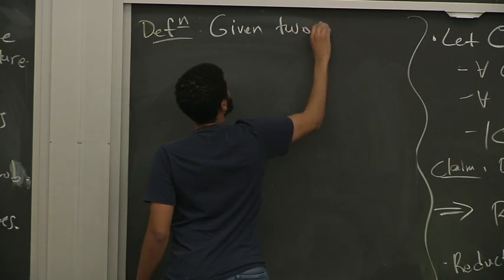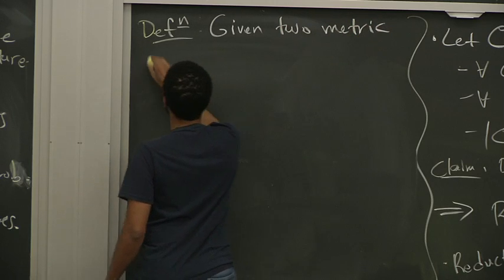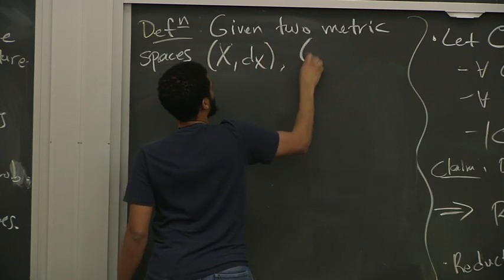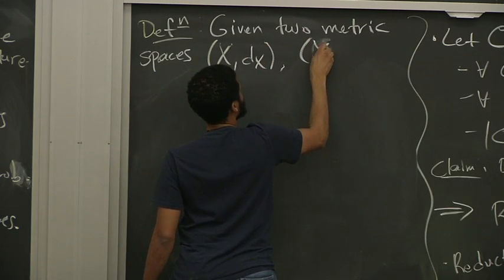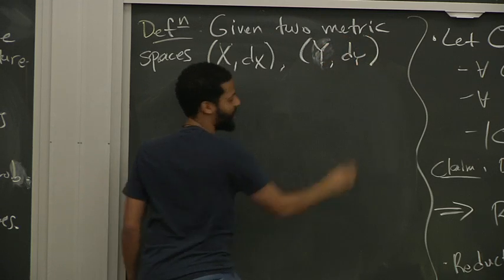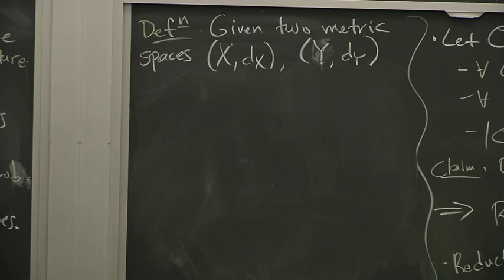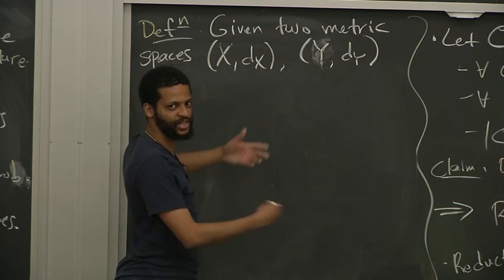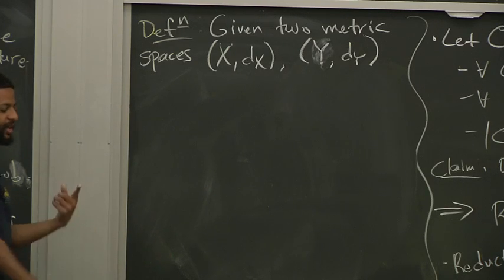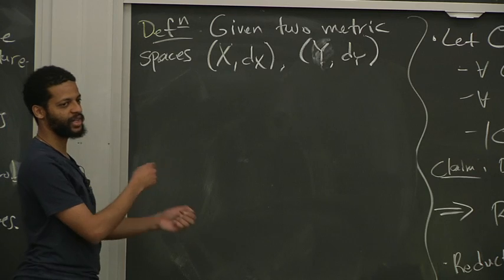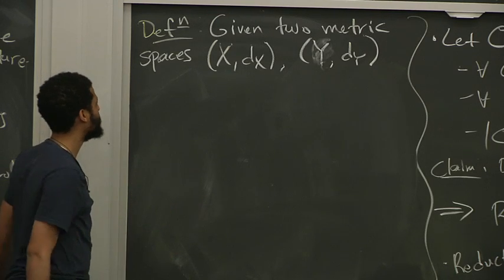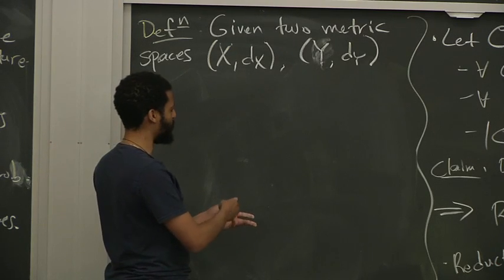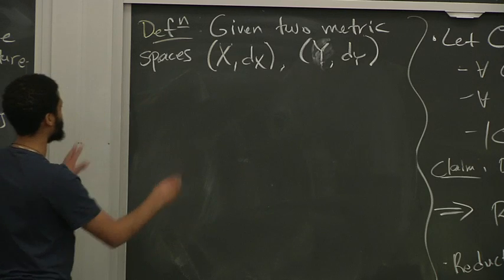So given two metric spaces X, dX and Y, dY, don't worry, analysis is not a prereq for this class, but I'll just say what a metric space is. It's a point set together with a distance function. The distance function should satisfy what you think about distance functions. Triangle inequality. They're symmetric. The distance between x and y is the same as between y and x. The distance from a point to itself is 0. And the distance between two distinct points is never 0. Okay, so that's what a metric space is.